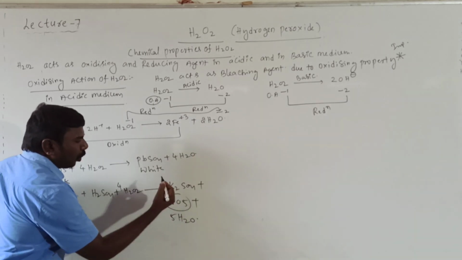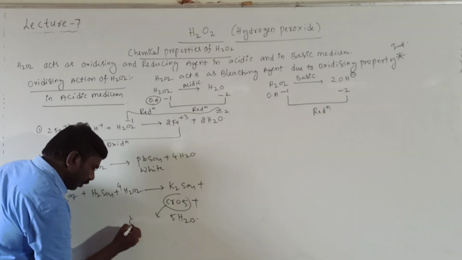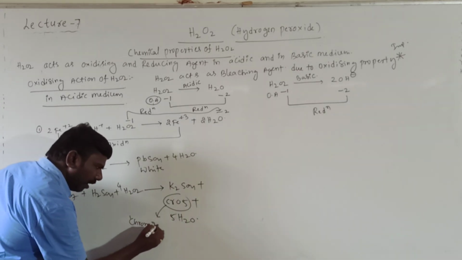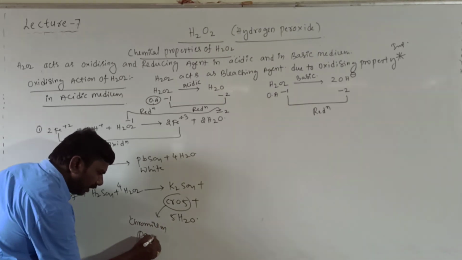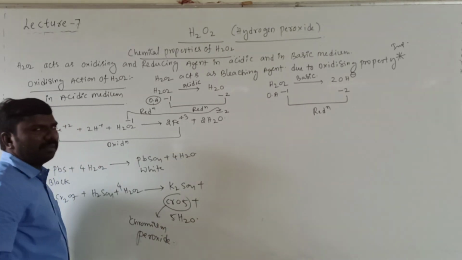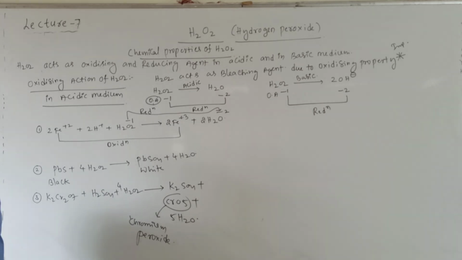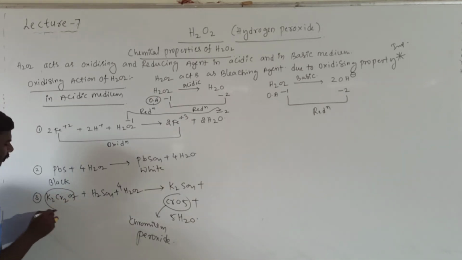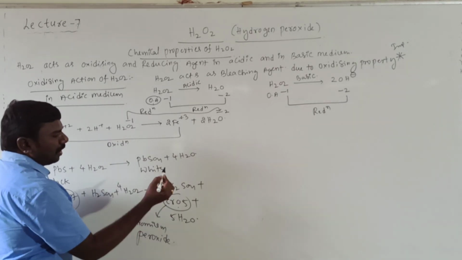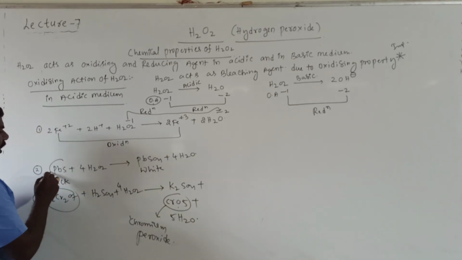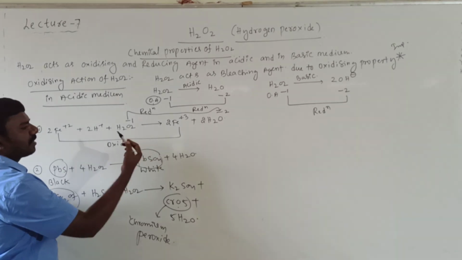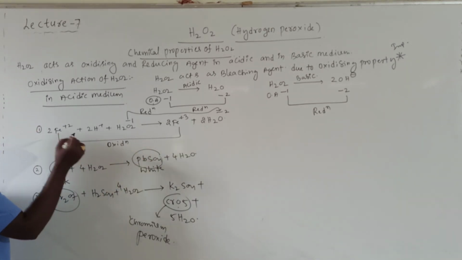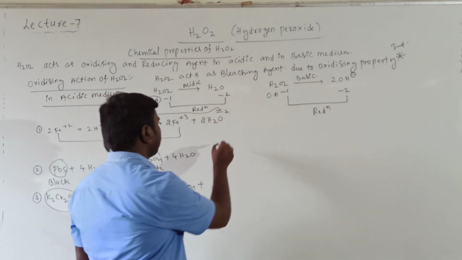CrO5 is a chromium peroxide. Chromium peroxide, very, very important. It is unstable. We will study the oxidation states in the redox reactions chapter. So, dichromate is converted into chromium peroxide. Lead sulfide is converted into lead sulfate, oxidized. Fe plus 2 is oxidized into Fe plus 3.